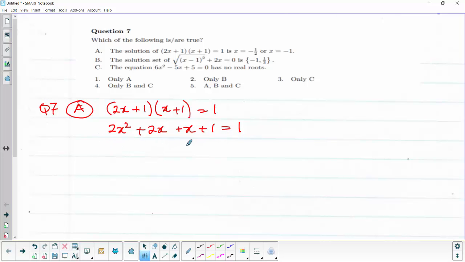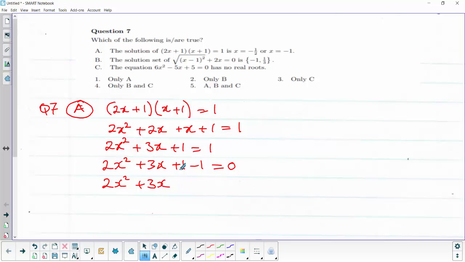So let us simplify this one. We are going to have 2x squared plus 3x plus 1 equal to 1. Which means we need to move this one to the other side and equate it to 0 in order to make it in the standard form of a quadratic. So we have 2x squared plus 3x plus 1 minus 1 equal to 0. So this is equal to 0 now. Now we can factorize this one. x is common. We are going to have x times 2x plus 3 equal to 0.